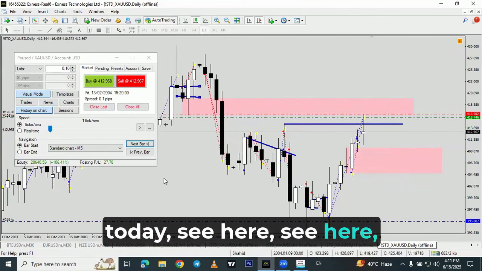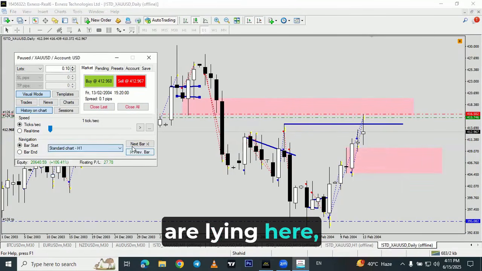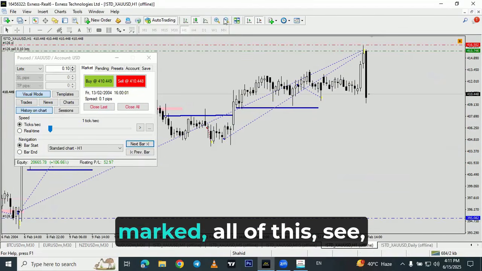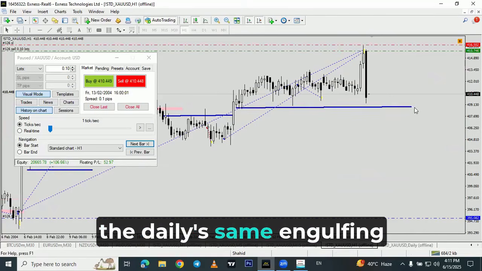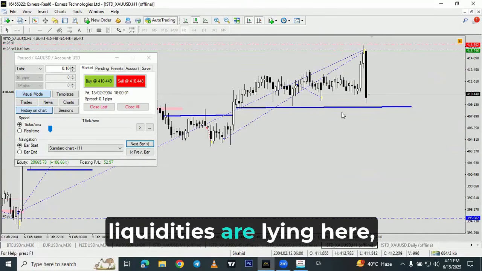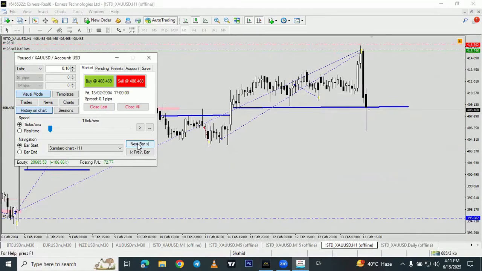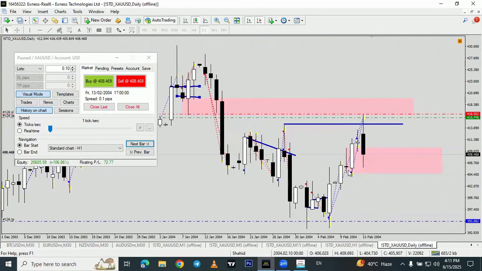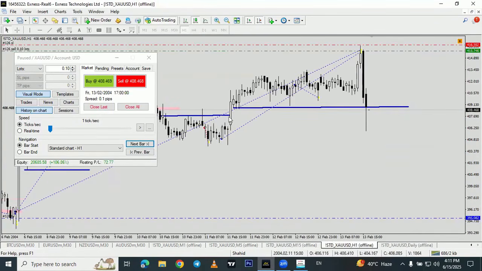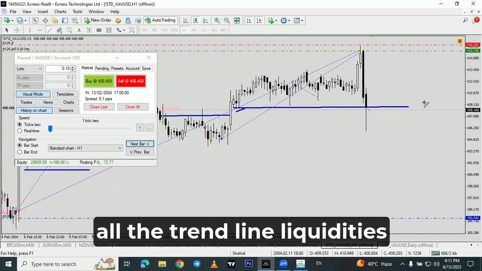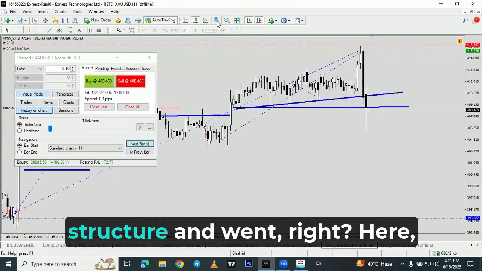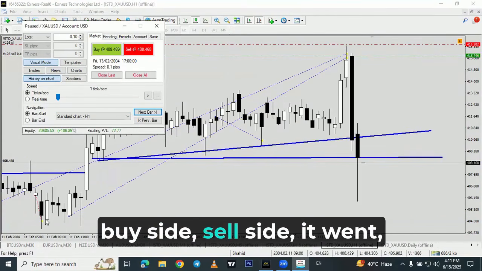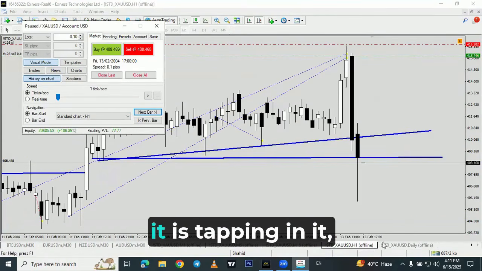Today, see here, all the liquidities are lying here. Where all its liquidities are lying here. According to the structure, we marked all of this. See, it is picking below. The daily same engulfing is lying in it. Liquidities are lying here. All of this, see. All the trend line liquidities are lying here, and the market here changed its structure and went right here. Buy side, sell side, it went. So see here, it is tapping in it.